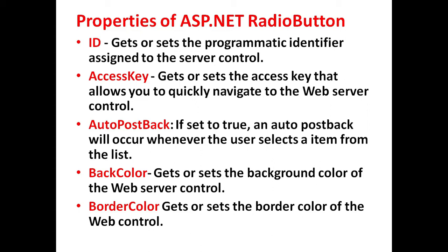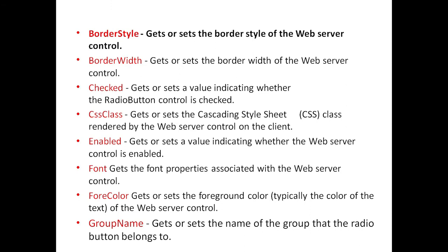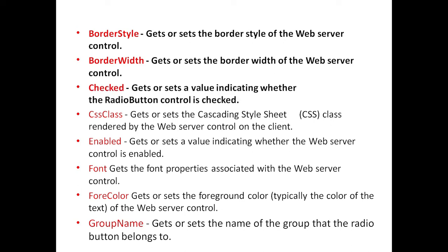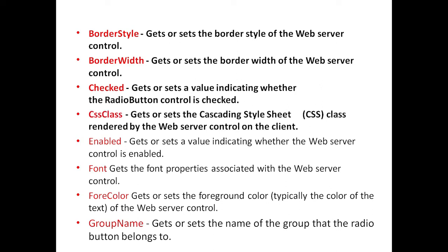BorderColor property is used to get or set the border color of the web control. BorderStyle property is used to get or set the border style of the web server control. BorderWidth property is used to get or set the border width of the web server control. Checked property is used to get or set a value indicating whether the radio button control is checked. CssClass is used to get or set the cascading style sheet class rendered by the web server control. Enabled property is used to get or set a value indicating whether the web server control is enabled or not.